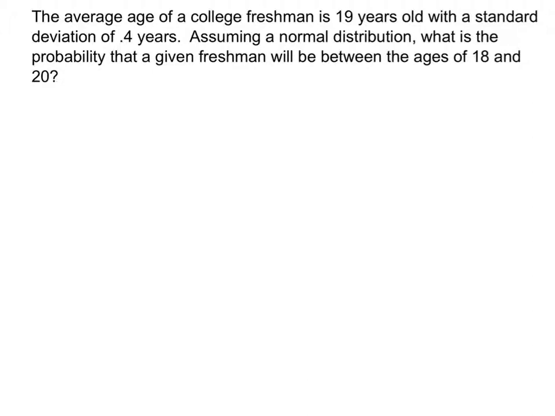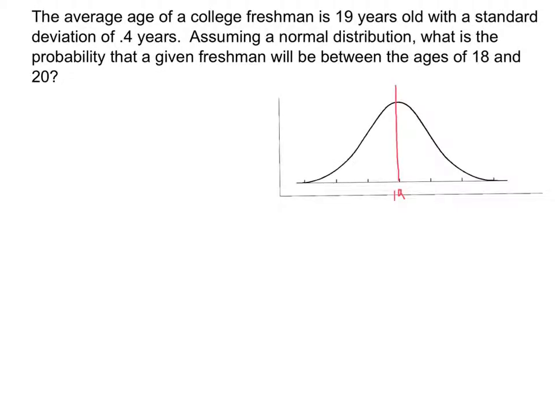draw your normal curve and label mu. As you can see, I have my line down the middle, labeling my mu, my mean, as 19. And the problem wants to know the probability that the given freshman will be between 18 and 20. I don't really care exactly where I draw them. I just want to make sure that 18 is on one side of my graph and 20 is on the other side of my mu. So the problem, if we want to know probability, is actually looking for the area in this region.